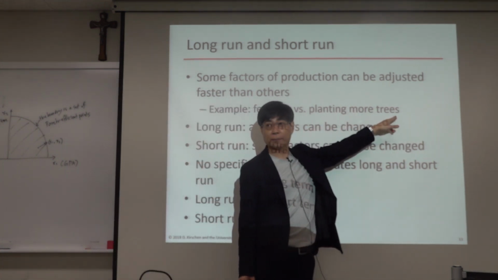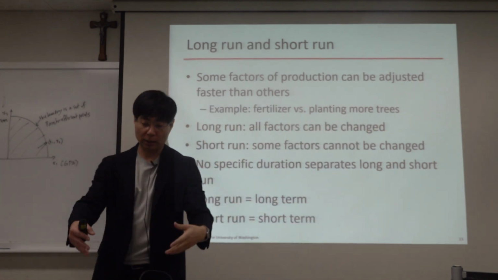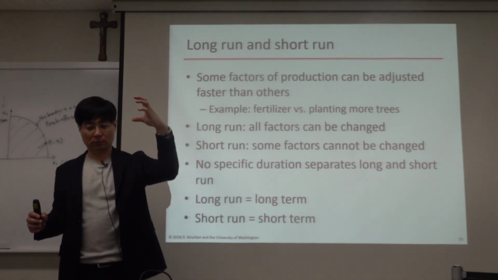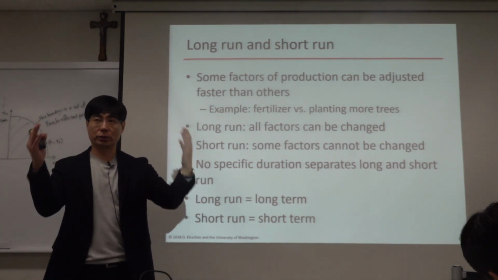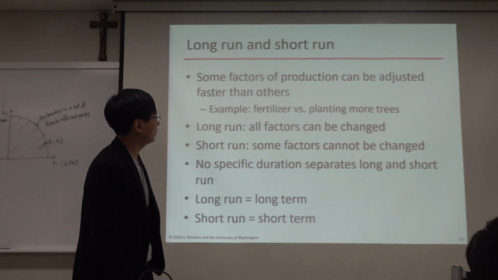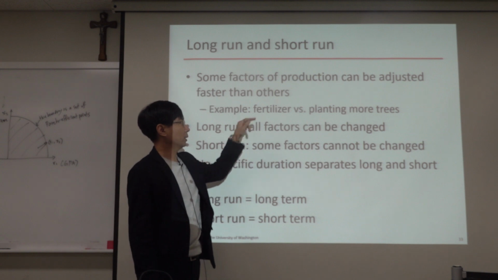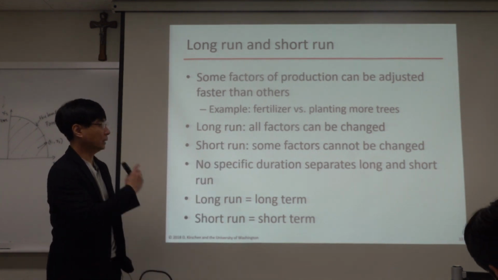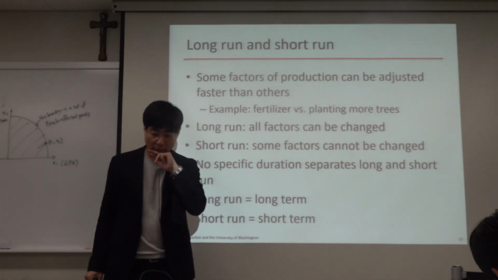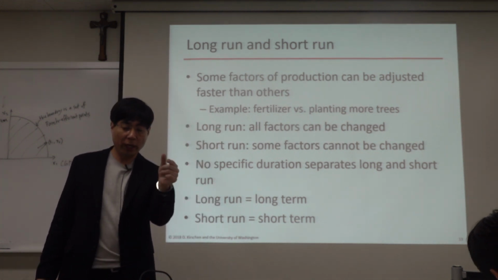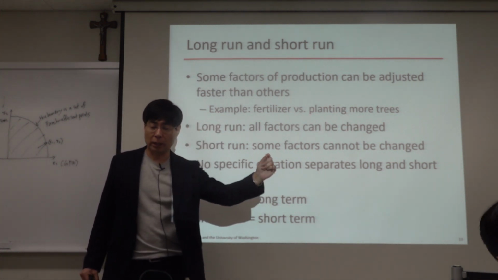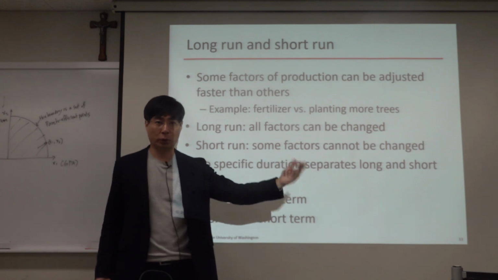It takes time, right? You need to plant apple trees and wait until it grows, right? And then it produces new apples. But fertilizer, when you use more fertilizer, you can immediately expect a higher gain or yield. So in the short run, we can observe that when you change some factor of production, that immediately affects the output of the production. So that's about the short run.